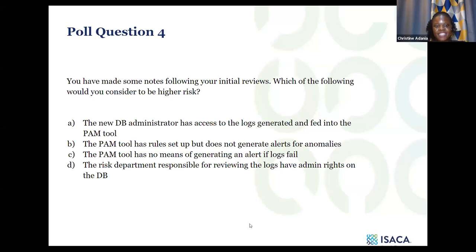So the issue here is that unusual activity is not being followed up by the risk department. So what would be the nature of this issue? Is it the fact that the design of the control is ineffective or the operation of the control is ineffective? Or are you not sure what is going on? If you don't know what's going on, things are just a mix.